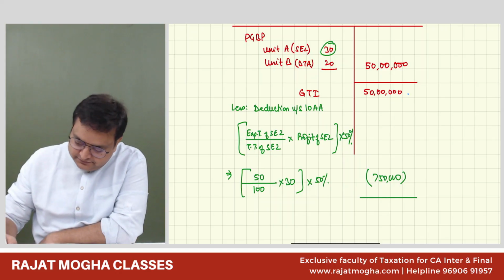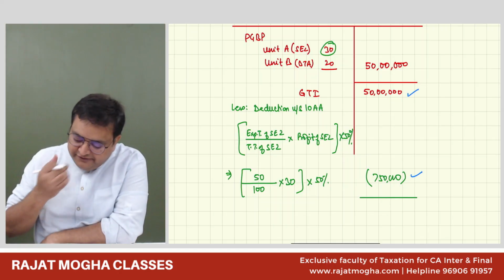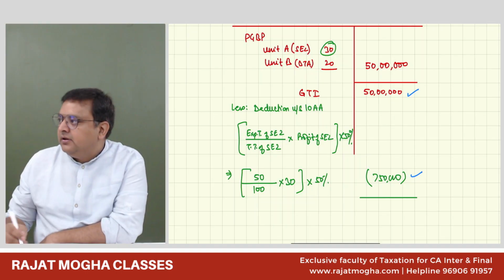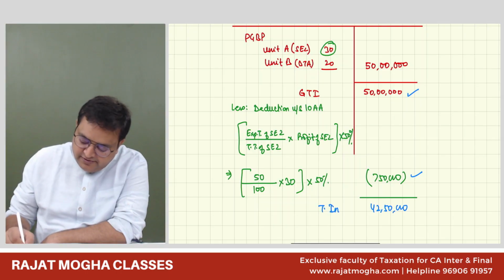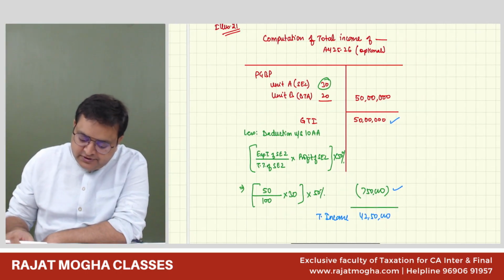Okay. 50 minus 7.5, it's 42 lakh 50. This is your total income. Understood, everybody? Yes, 10AA is an important deduction.